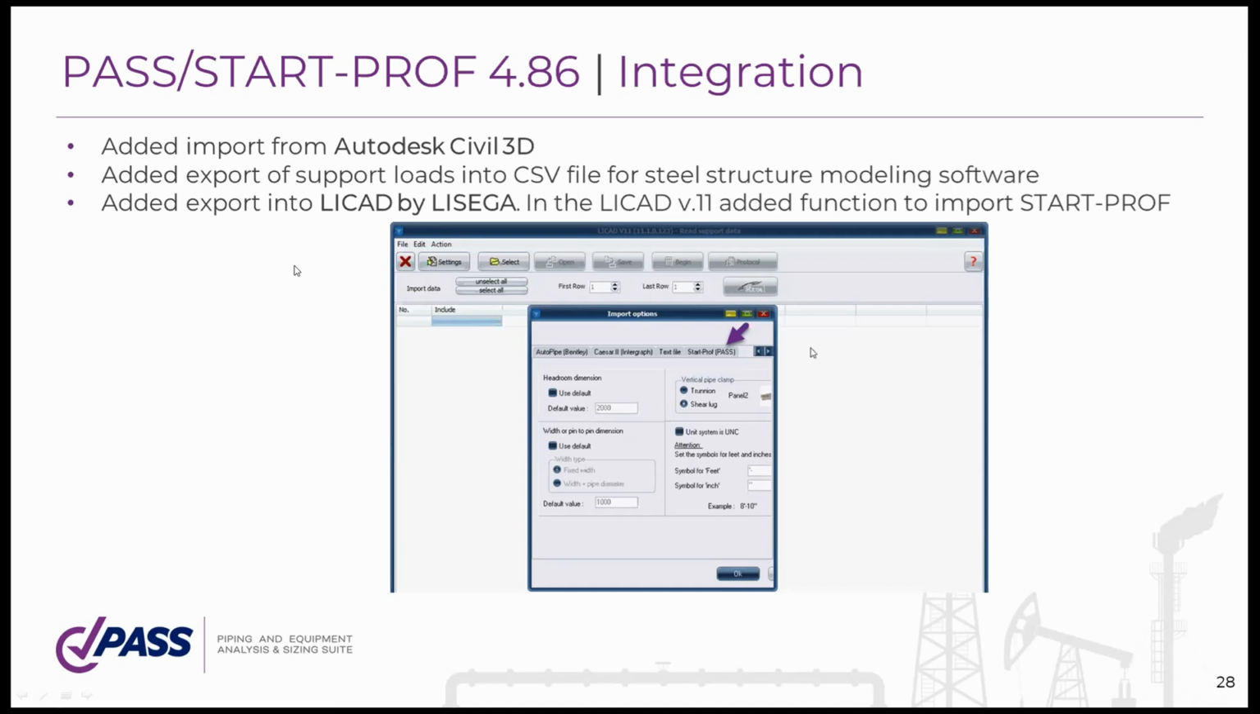In the last year, we added additional functionality. We have a lot of features. I just show some of them. Also, we added the import from Autodesk Civil 3D software. You can import the model from this software. Also, we added export of support loads into the file for the steel structure modeling software. We added export into the LICAT by Lisega. And in the LICAT version 11, added the function to import the spring properties from the START-PROF software.